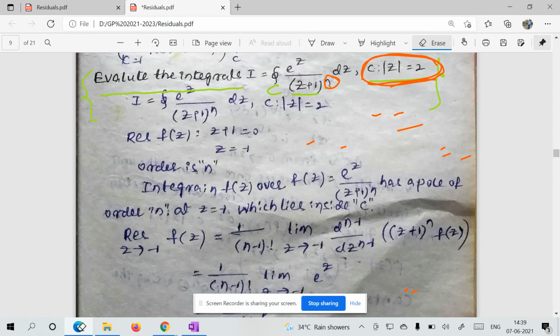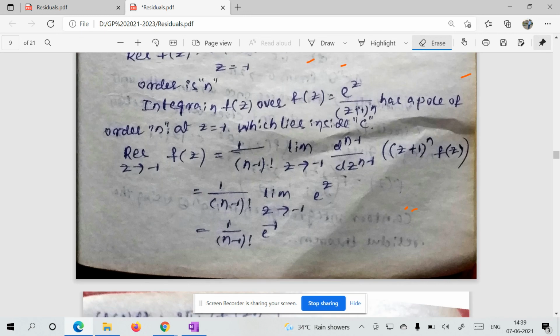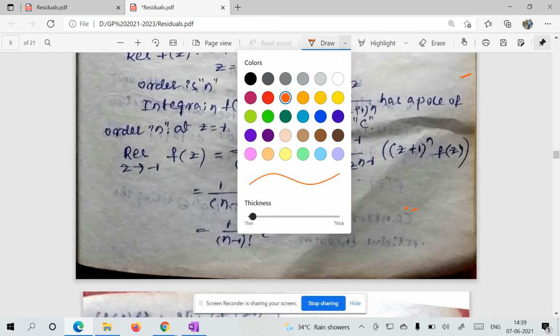z plus 1 equals 0. Mod z equal to 2 is the given contour, and z equal to minus 1 is inside the contour C. It satisfies the condition. Now we have to find the residue of f of z at z equal to minus 1. I am going to find it now.